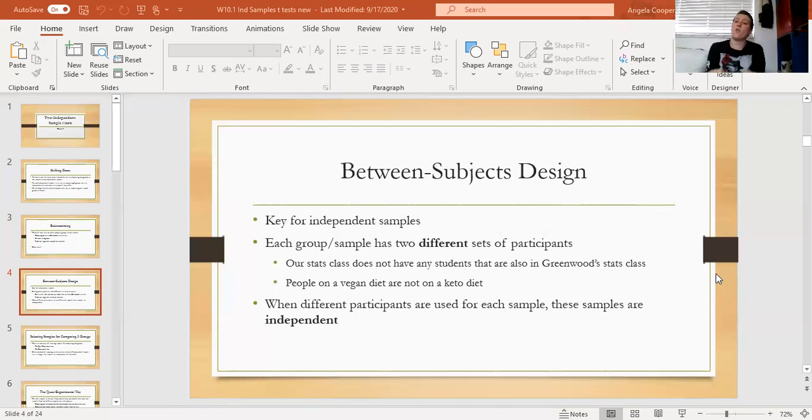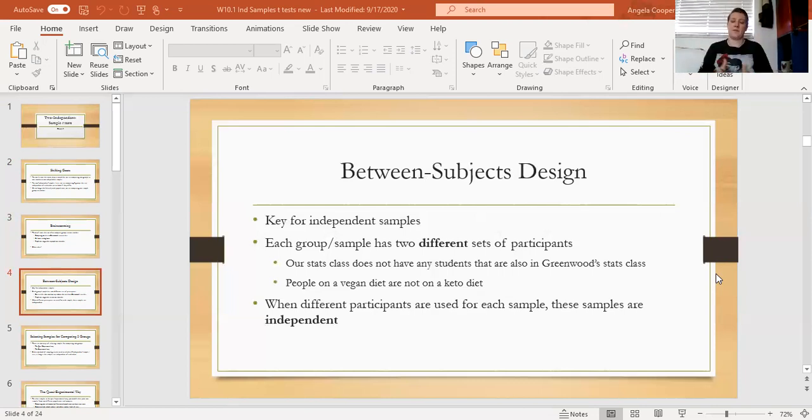So a key for independent samples t-tests, what makes them independent samples, is the fact that they are using a between subjects design. What this means is that of the two samples that we have for independent samples t-tests, the participants within those samples are different people.